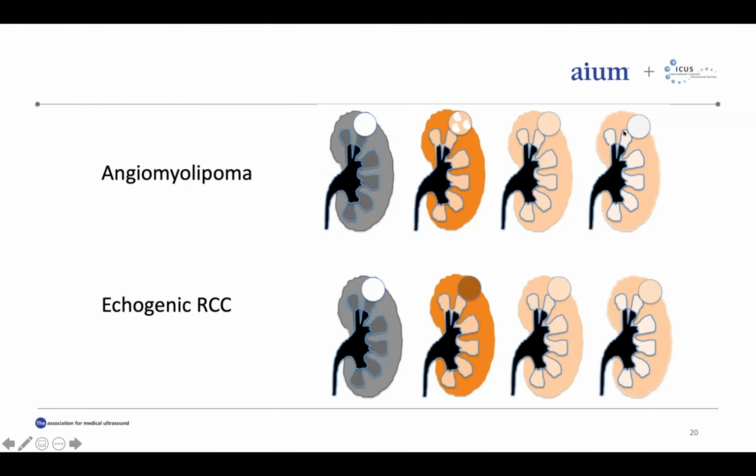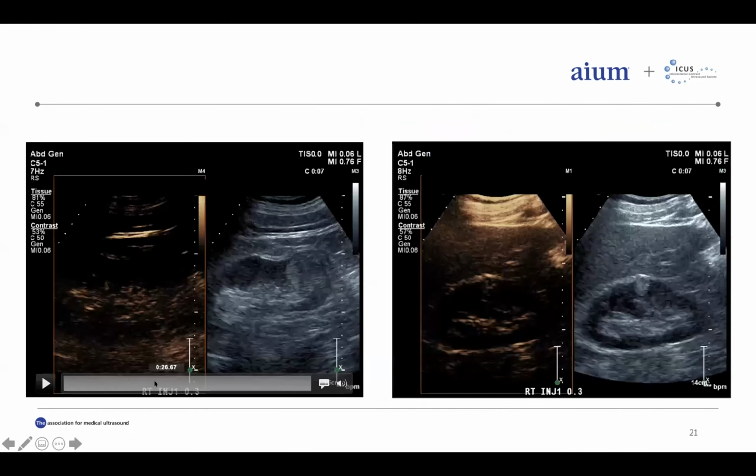And oftentimes we'll see it bright at the very end when we're losing contrast, because the echogenicity of the angiomyolipoma just shines through. Whereas the echogenic renal cell carcinomas on the arterial phase will show marked enhancement and washout. With this, we've been able to do a fairly good job of classifying an echogenic mass as an angiomyolipoma or as echogenic renal cell carcinoma.